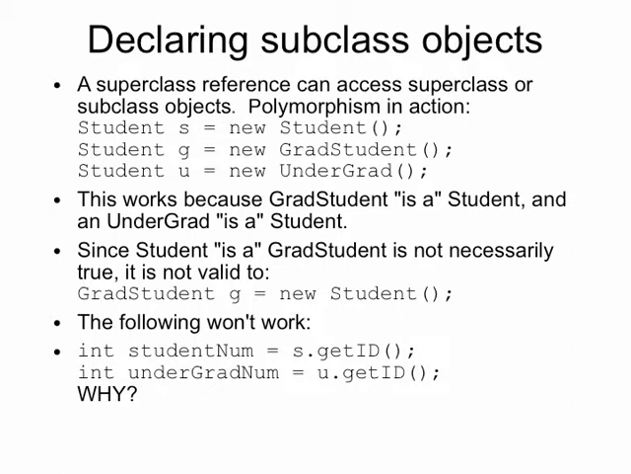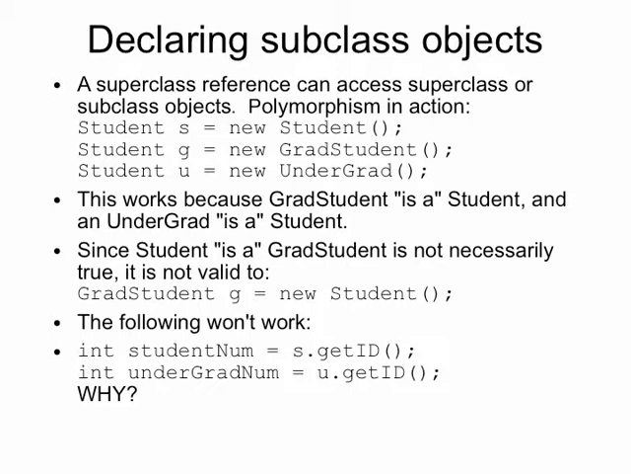Take a look at the following. int studentNum = s.getID(), and int undergradNum = u.getID(). There's a problem there. Think about it for a minute and why that might cause a problem. Did you get it? The s reference, which references an object of the Student class, does not have a getID method in it. The getID method only exists in the Undergrad class. So that is why that's a problem.